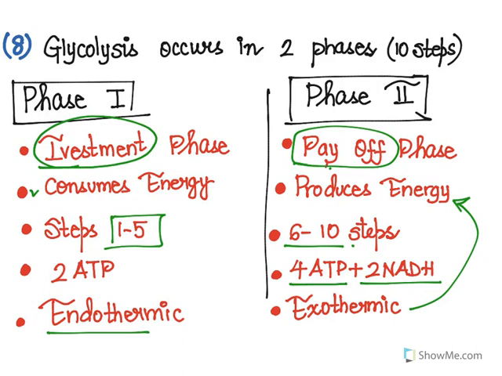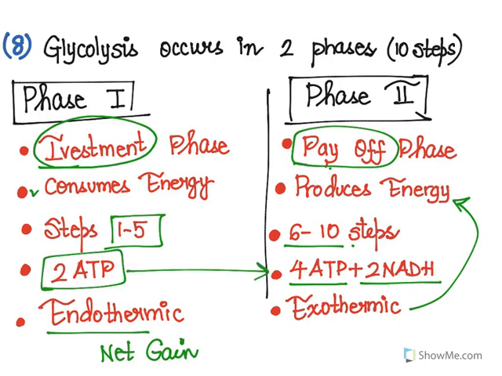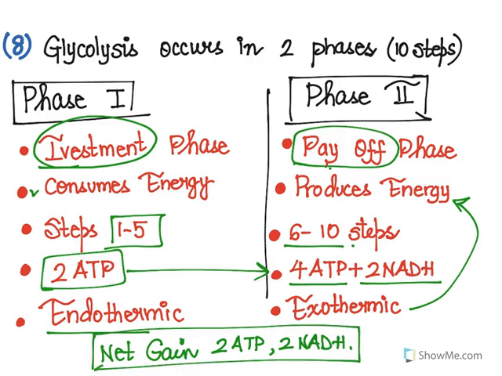Now, what is the net gain of glycolysis? We have already used 2 ATP molecules, and in the end we are getting 4 ATP. So our net gain after glycolysis is 2 ATP and 2 NADH molecules. That's the net gain of a glycolysis reaction.